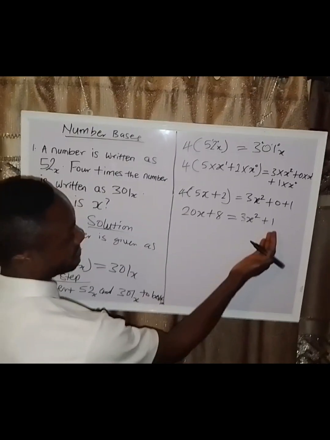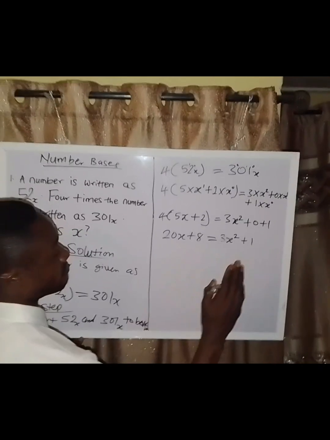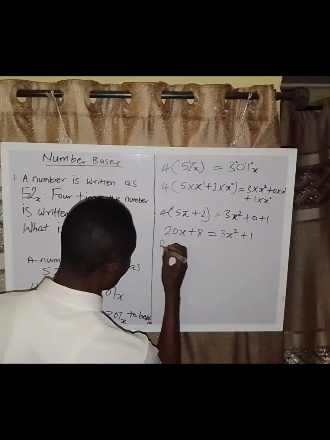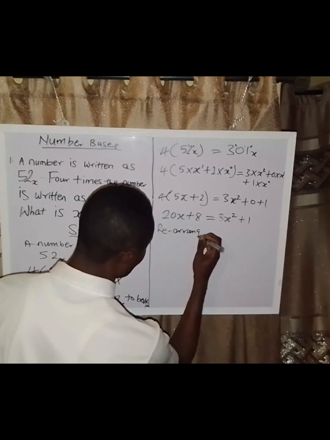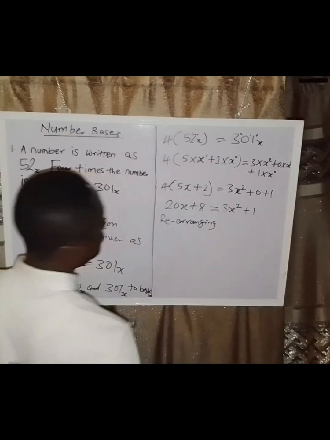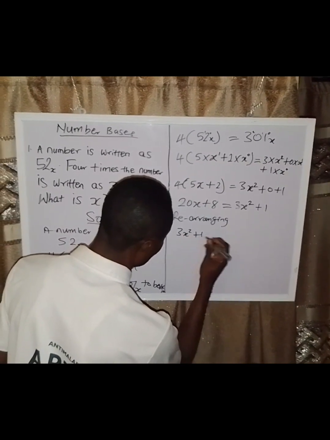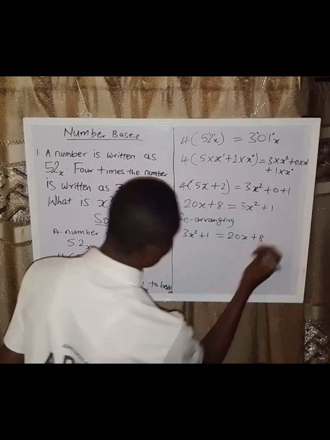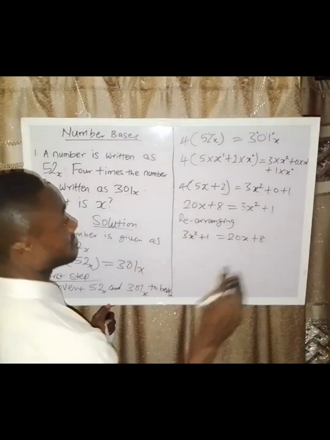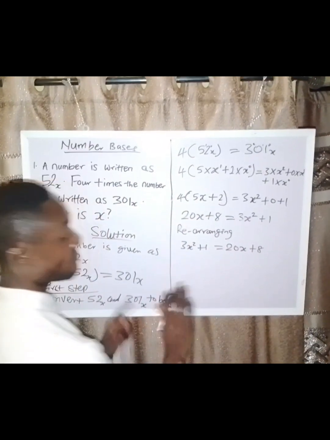I can decide to bring the right hand side to the left hand side, and then the left hand side to the right hand side. I have not altered the equation. Let's rearrange it. We have 3x squared plus 1 is equal to 20x plus 8. I've done nothing to the equation. All I did is take the right hand side to the left hand side and the left hand side to the right hand side. I've not altered the equation.